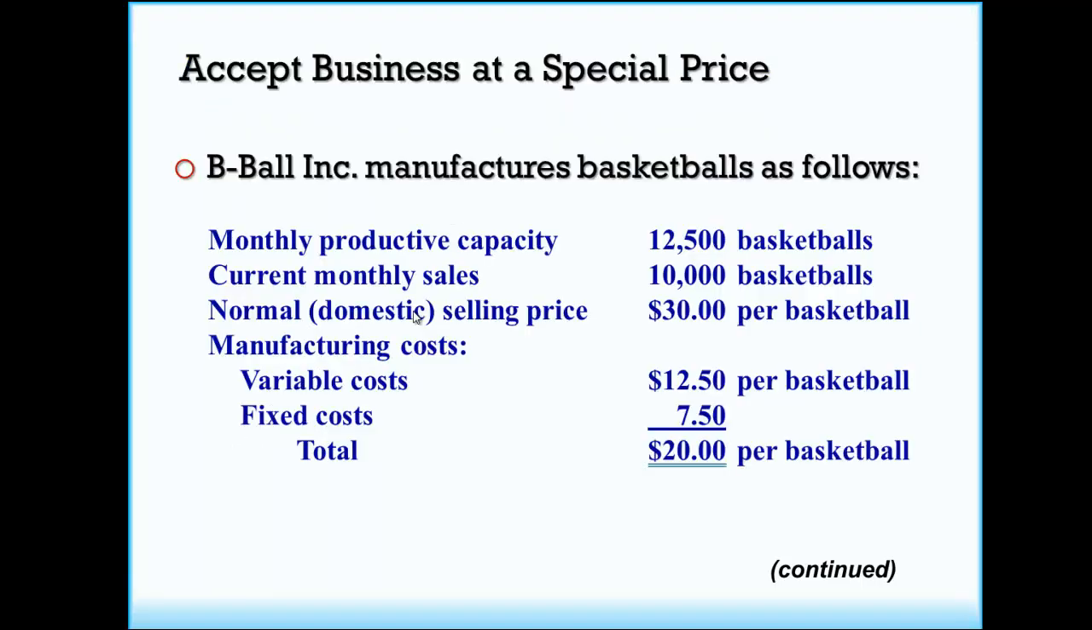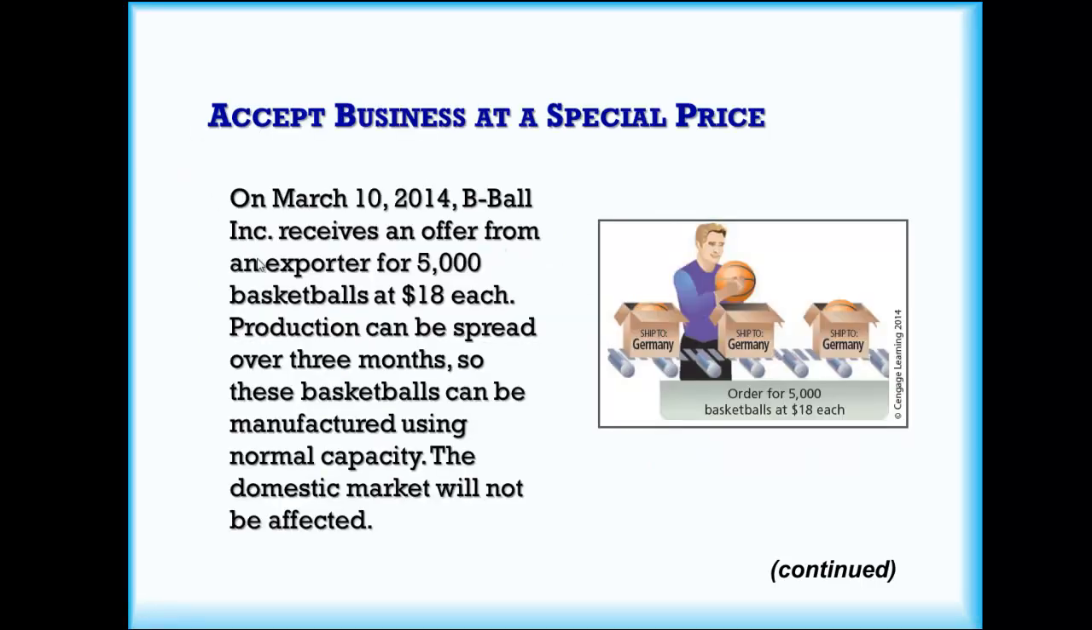Let's go back here, and hey, we normally sell these for $30. So the first thought we're going to have is, no way, right? We sell these things for $30, but these people offer us $18 each. Production can be spread over 3 months, so these basketballs can be manufactured using normal capacity. So, what should we do now?